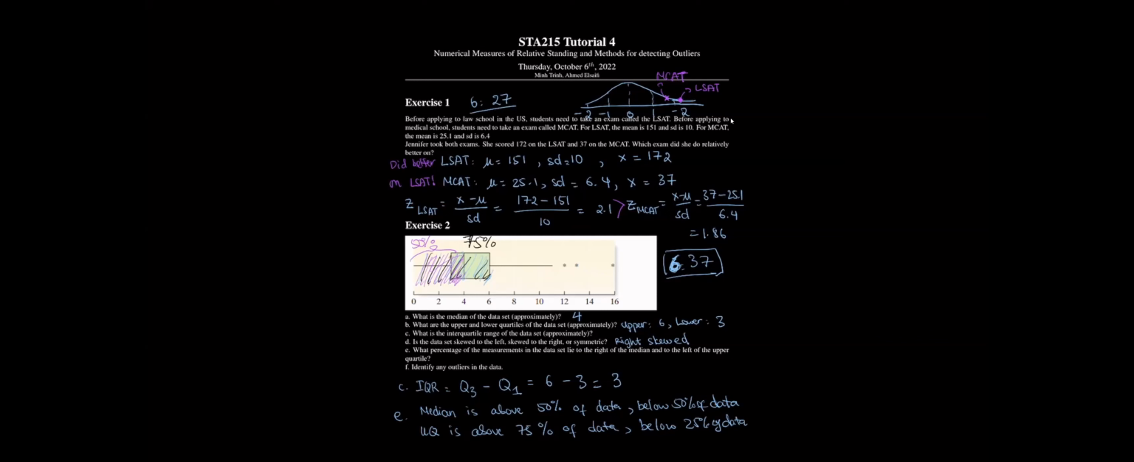So yeah, if you take 75 minus 50, then you will get this part, which is 25%. 75% minus 50% equals 25%.